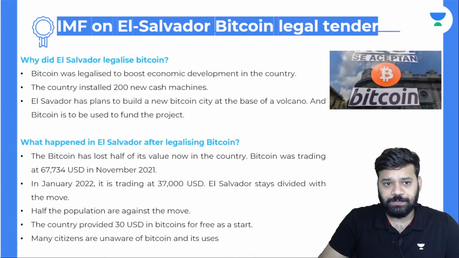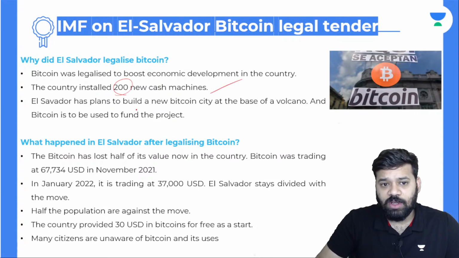Why did El Salvador legalize Bitcoin? Bitcoin was legalized to boost economic development in the country. The country installed 200 new cash machines. El Salvador has plans to build a new Bitcoin city at the base of a volcano, and Bitcoin is to be used to fund the project.